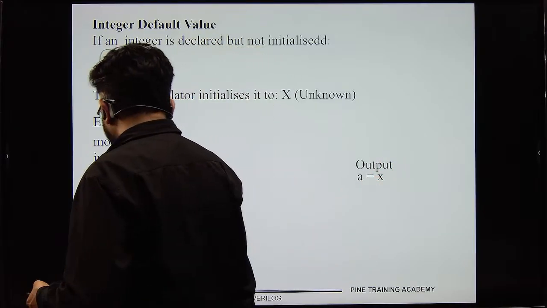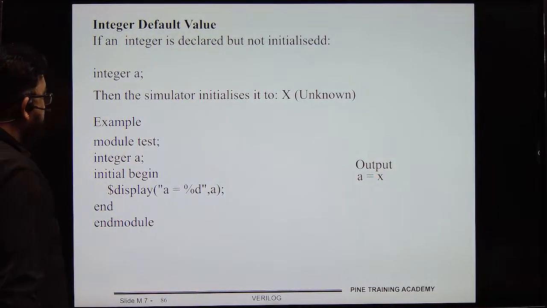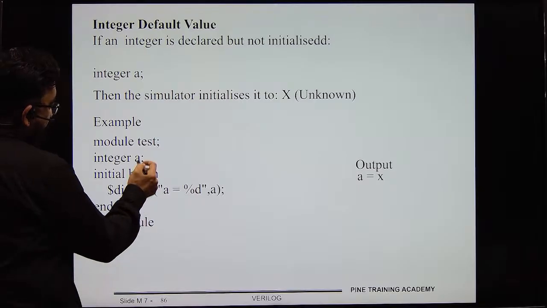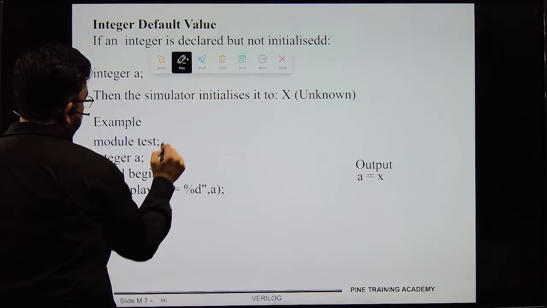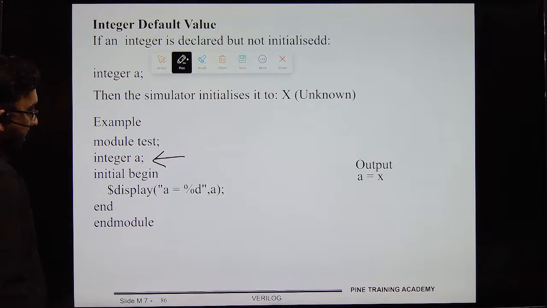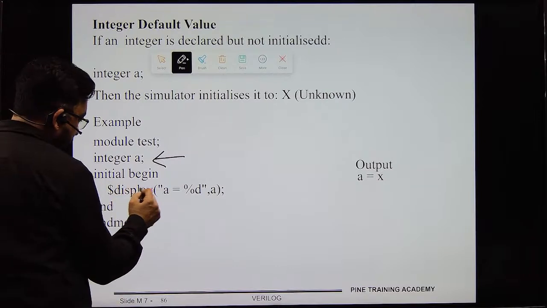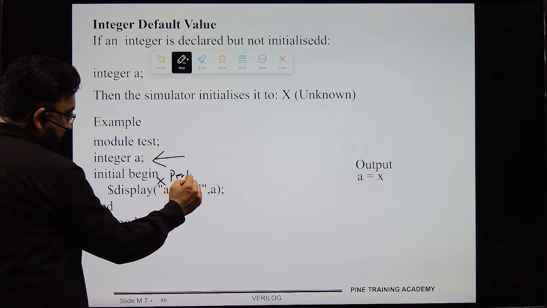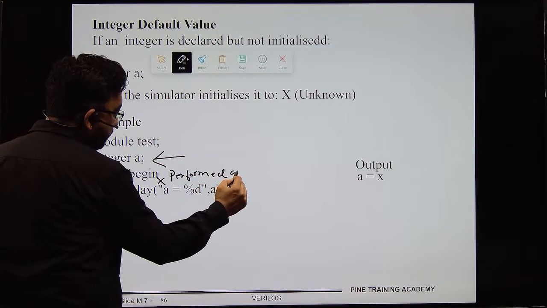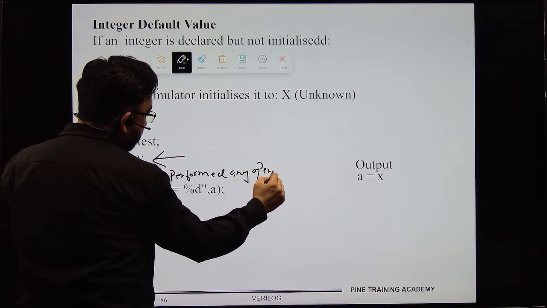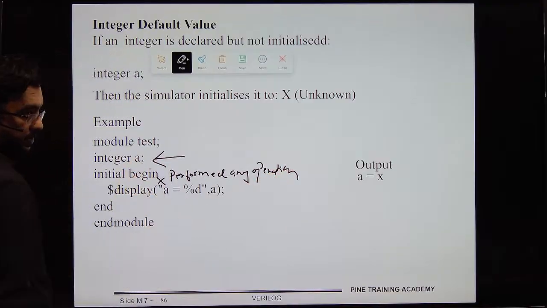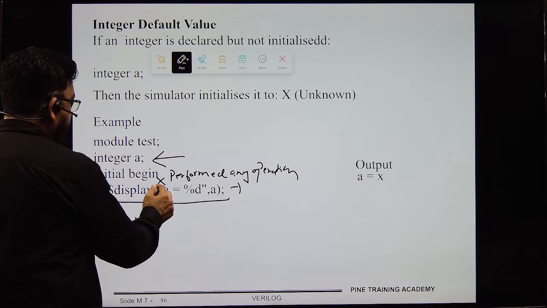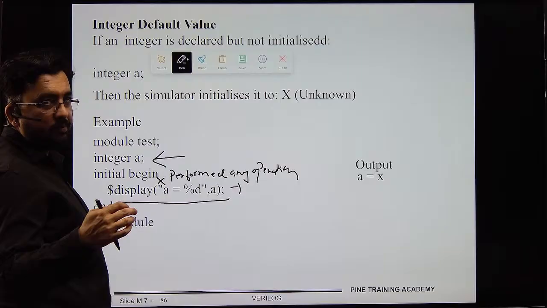This is a simple program. Suppose we have written a program. We have declared integer a, and we have not performed any operation. We have just called a. So what is this? This is basically displaying your output. $display is basically used to display the output.